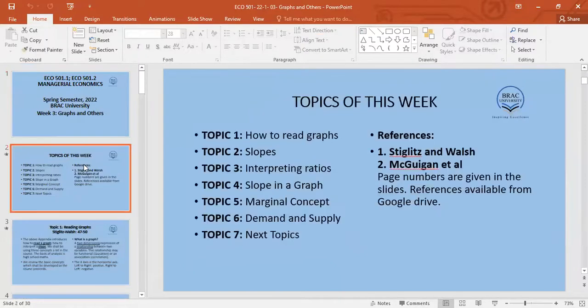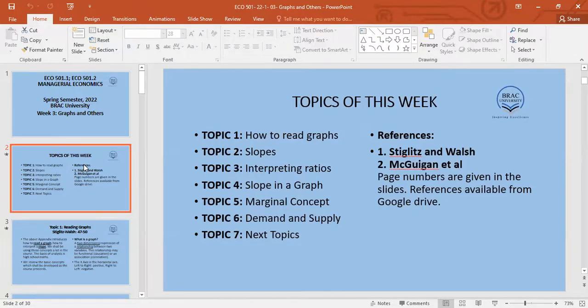Okay, lovely. So, as I said, topic 1 is how to read a graph. Topic 2 is what are slopes, how to interpret ratios. Slope is basically a ratio. Then we'll look at a slope in a graph in different contexts. We'll look at the marginal concept, why we use it, what impact it has. And finally, if we have time, I'll discuss demand and supply. If we don't have time, then I'll just summarize what demand and supply we will actually be looking into in the course.